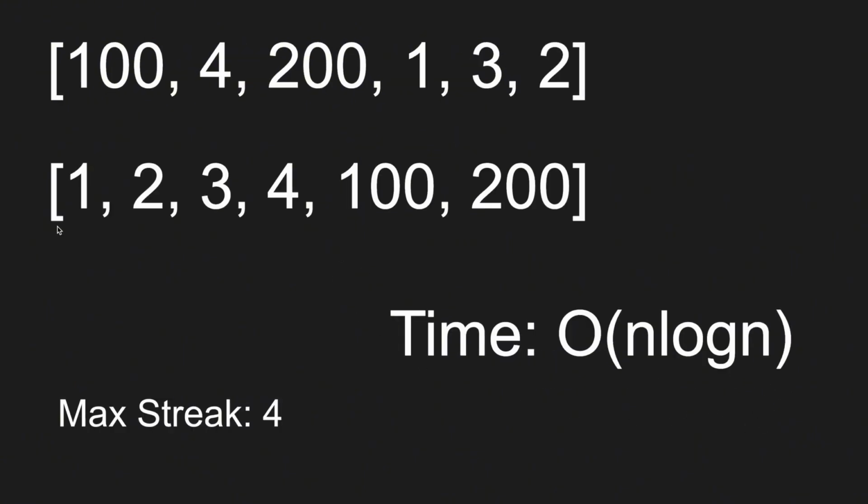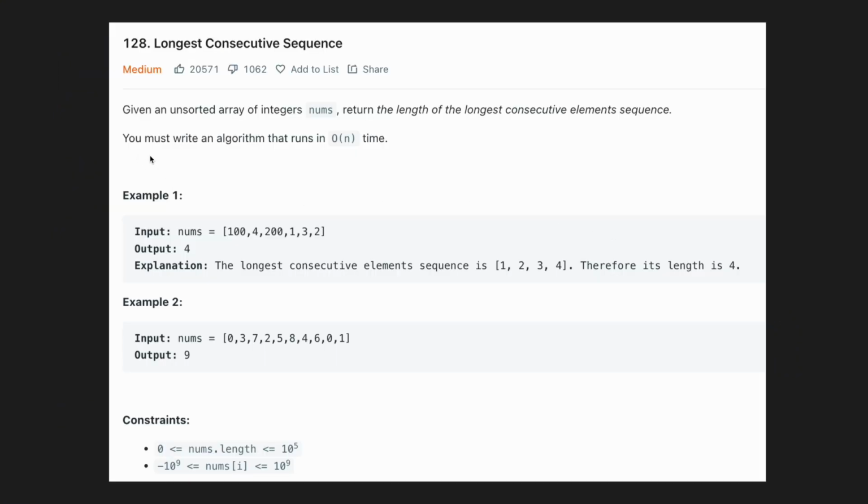Or some people may think that we can sort the array and iterate through it, and at each element, if the next element is one greater, then we increase the max streak. So right here, in this example, the max streak will be 4, but the time complexity of this will be O(n log n) because we have to sort the entire array, even though we only have to iterate through the array once. So that is still not fast enough because the problem states that we must write an algorithm that runs in O(n) time.